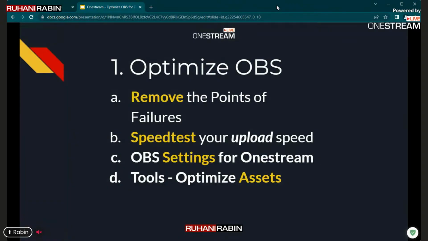And number two is definitely do a speed test. Before going live, at least 15 minutes before you start your stream, do a speed test. I would recommend a minimum of 10 Mbps upload speed, not download speed. The download speed doesn't impact that much. The upload speed will impact because you are streaming through OBS from your desktop or laptop to the cloud. So you definitely need upload speed.